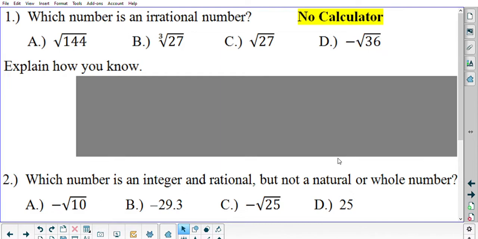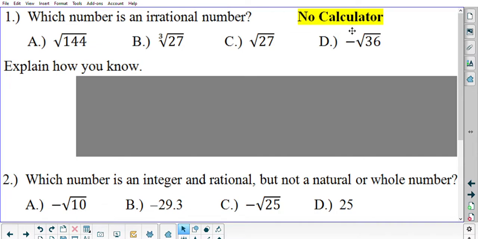But if not, feel free to follow along. I'm going to do number 1 and number 2 right now with you. It says, which number from the following list, A, B, C, or D, is an irrational number? And it says, don't use a calculator. Now, how can you do this without a calculator?